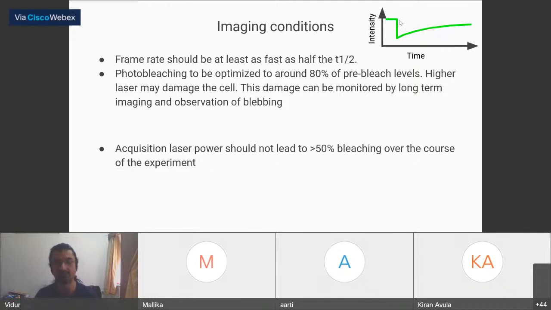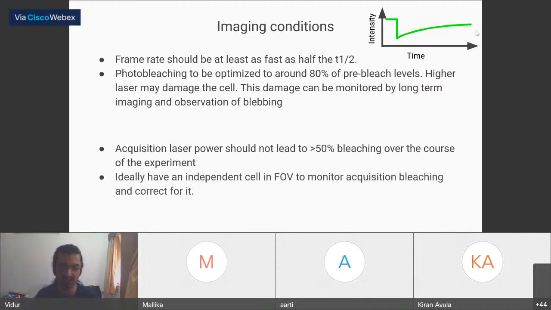It is best to keep the bleaching over the time course of your experiment from going above 50% intensity loss. And the last is that since acquisition bleaching you cannot prevent and will happen at some rate, ideally you should have an independent region or independent cell that is not cytosolically connected to your region of interest, such that you can monitor acquisition bleaching in that cell and correct for it in your photo bleached cell.